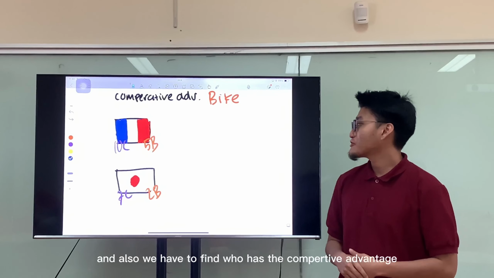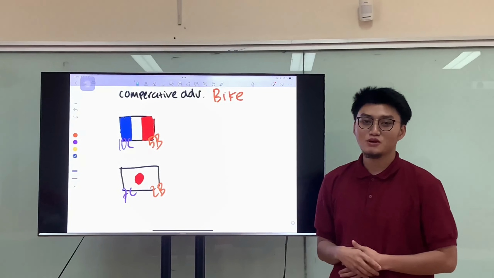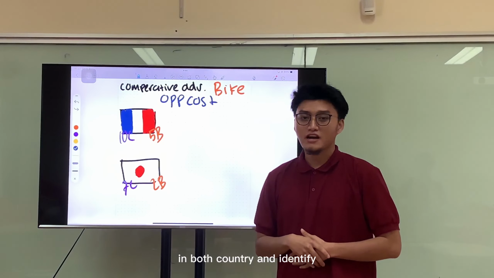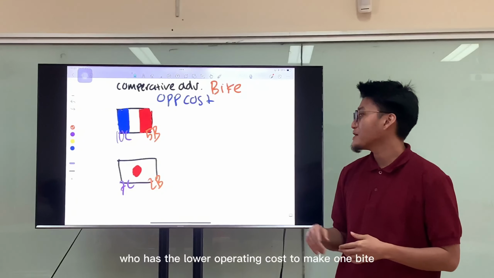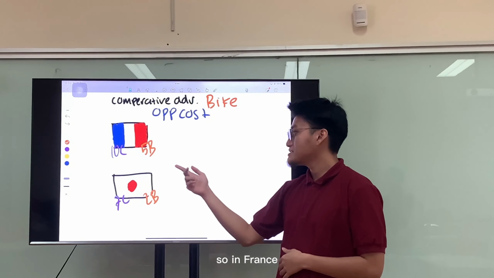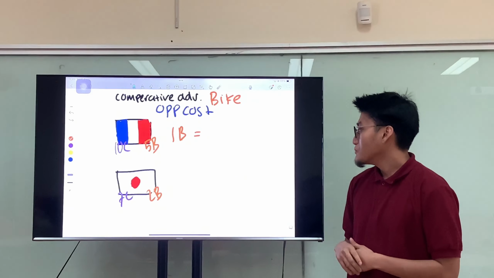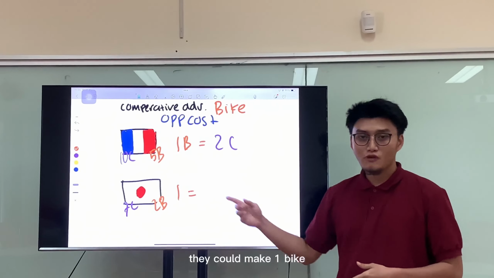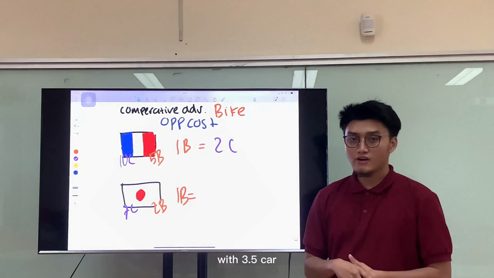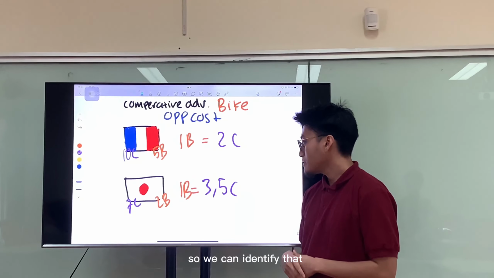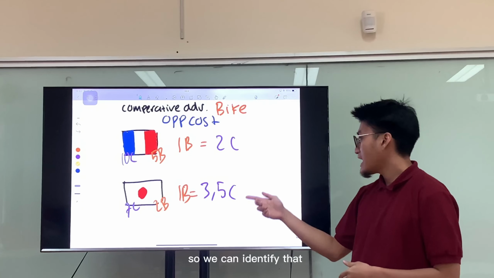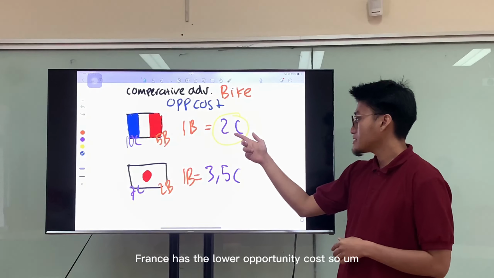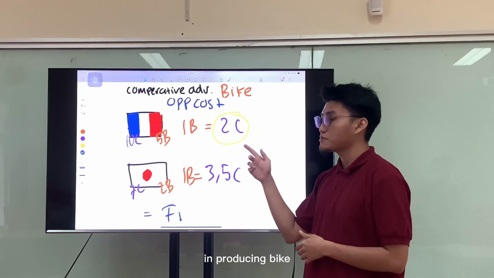And also, we have to find who has the comparative advantage in producing bikes. So we have to compare the opportunity cost in both countries and identify who has the lower opportunity cost to make one bike. So in France, they could make one bike with only 2 cars, while in Japan, they could make one bike with 3.5 cars. So we can identify that France has the lower opportunity cost. So France has the comparative advantage in producing bikes.